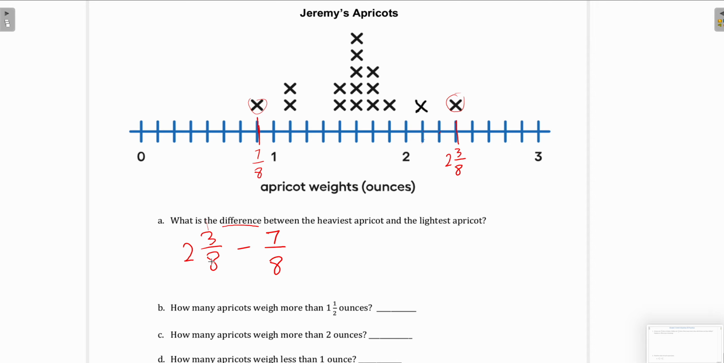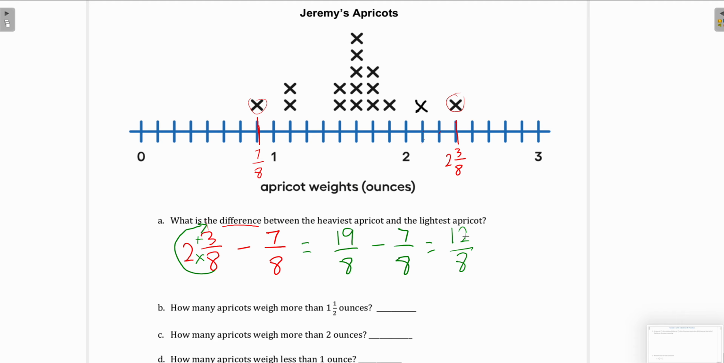So let's start from here to here, like this. We're going to do 8 times 2 plus 3. So 8 times 2 is 16, 17, 18, 19. So we added the 3. So this is equal to 19/8. This is 19/8 minus 7/8. Okay, so we know that 19 minus 7 is 12/8. So 19/8 minus 7/8 equals 12/8.